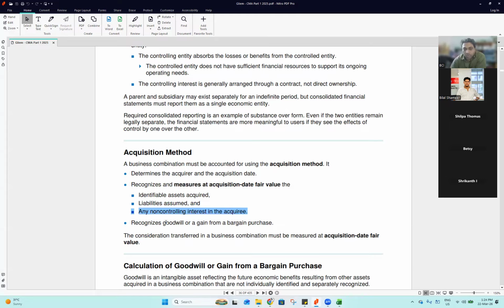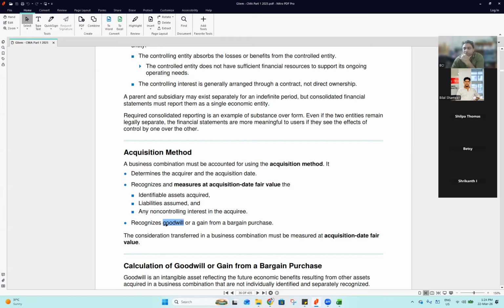It also recognizes the goodwill or a gain from a bargain purchase. Now, the consideration transferred in a business combination must be measured at acquisition date fair value. Okay. Now we come to the goodwill.